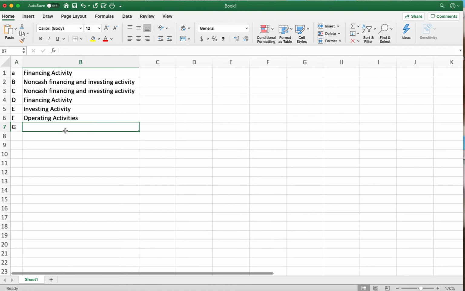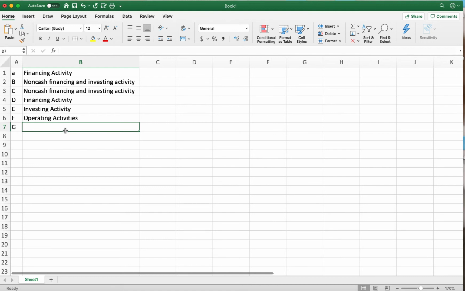G says paid $18,000 on accounts payable. Okay. I know you might be thinking, oh, it's a liability. Well, yeah, it is, but it's not investing. Because we said investing has to deal with any long-term assets, right? We said financing has to do with any long-term debt. This is short-term debt, right?